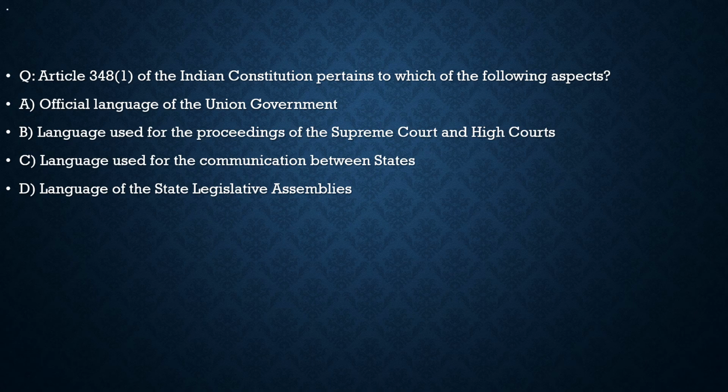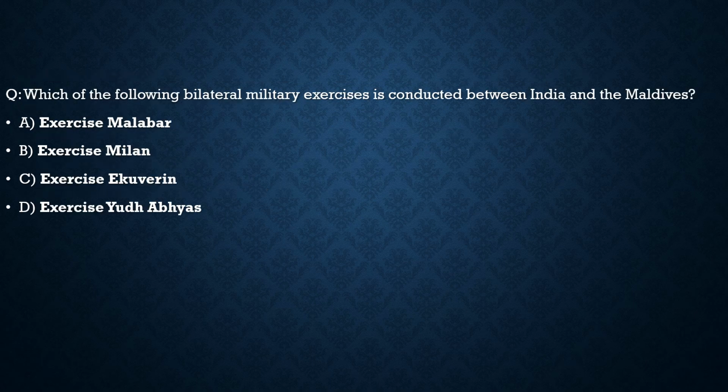Now let's move to another question. It says, which of the following bilateral military exercises is conducted between India and the Maldives? We discussed the Maldives, the economic conditions right now there. They are dependent on India. So with respect to the Maldives, we do conduct many military exercises. So here, what is the correct option? Is it exercise Malabar? No. Is it exercise Milan? No. Is it exercise Ekuverin? 100% correct. So with respect to this question, the correct answer is option C.